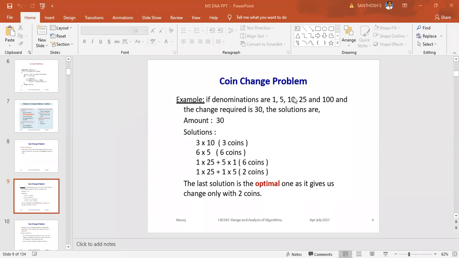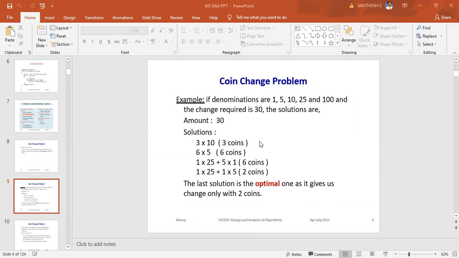Now you come for 25. If the denomination is 25, then 25 into 1 plus 1 rupee coins. For 1 rupee you have 5 coins. So 25 rupees 1 coin, 1 rupee 5 coins. How many coins in total? 5 plus 1, total 6 coins. This is the subset you are having.